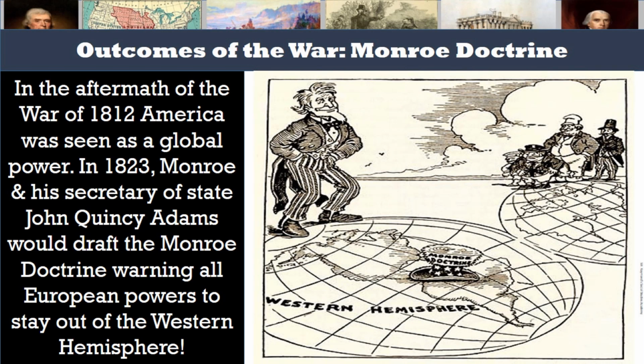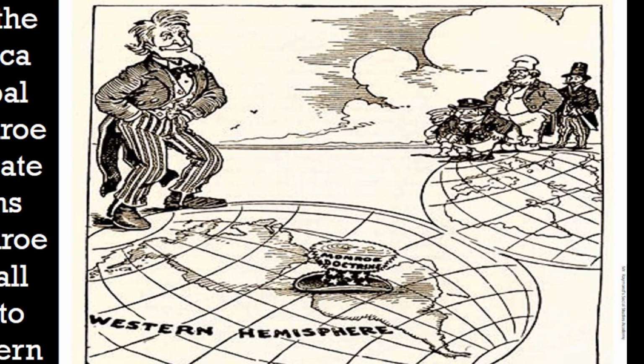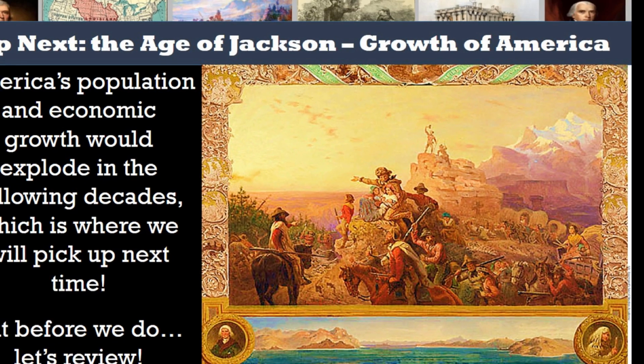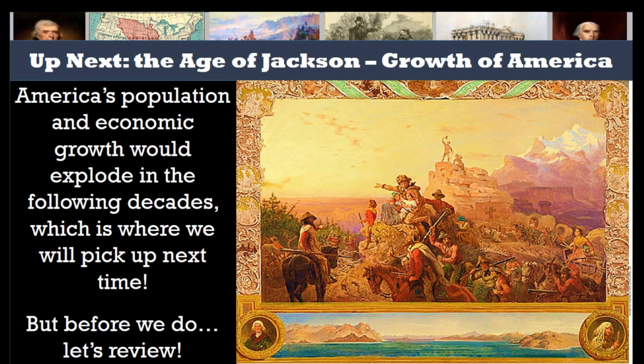And probably the biggest outcome of the War of 1812 was the United States' new standing on the world stage. In the aftermath of the War of 1812, America was seen as a global power. In 1823, Monroe and his Secretary of State, John Quincy Adams, would draft the Monroe Doctrine, warning all European powers to stay out of the Western Hemisphere. And that's where we'll pick up next time with the Age of Jackson, where America's population and economic growth would explode in the following decade, and politics would fall further into the hands of the American people.